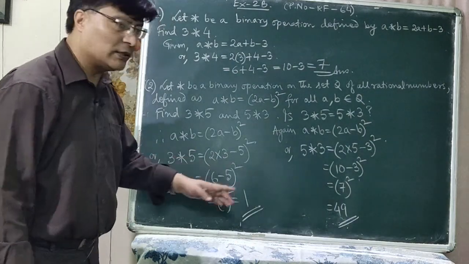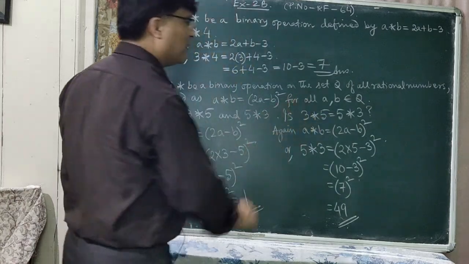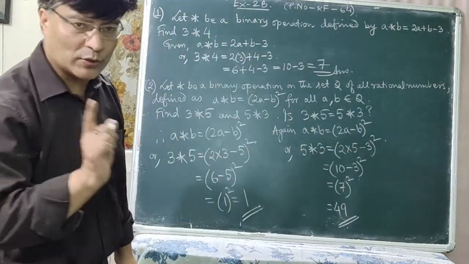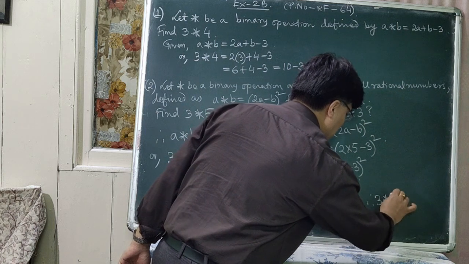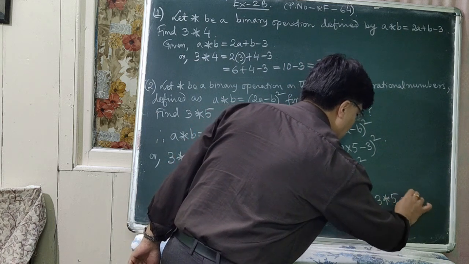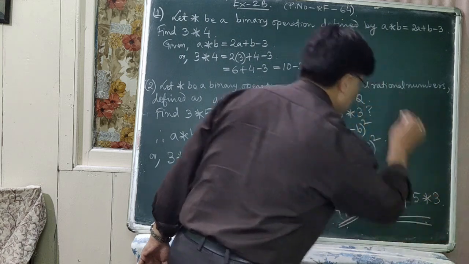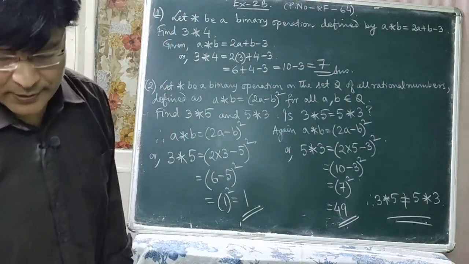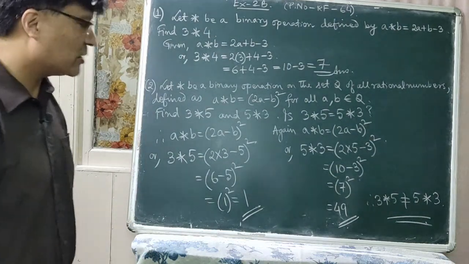But are they equal? No, they are not equal. So you can write, is 3 star 5 equal to 5 star 3? No, they are not equal. Therefore 3 star 5 not equal to 5 star 3. So this is the answer. I think you have understood it. You can copy it. Now we'll do the next question.